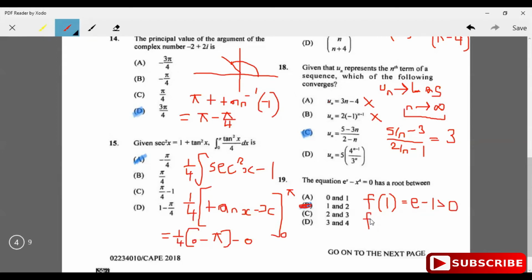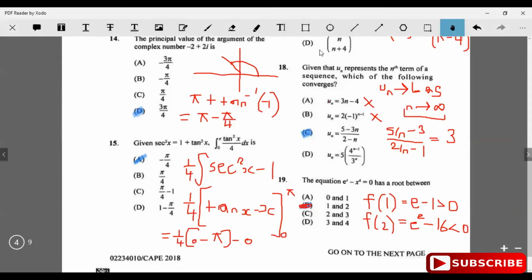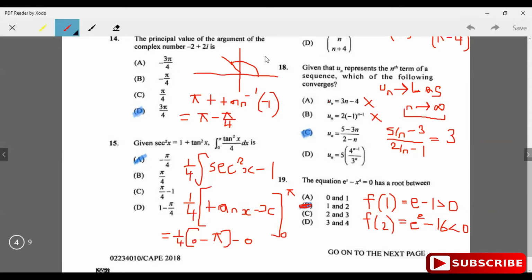And then f of 2 is going to be e squared, which is about 8 point something, minus 2 to the 4th power, and 2 to the 4th power is 16. So this works out to be less than 0. So by the IVT, the root lies between 1 and 2. So that's question 19.